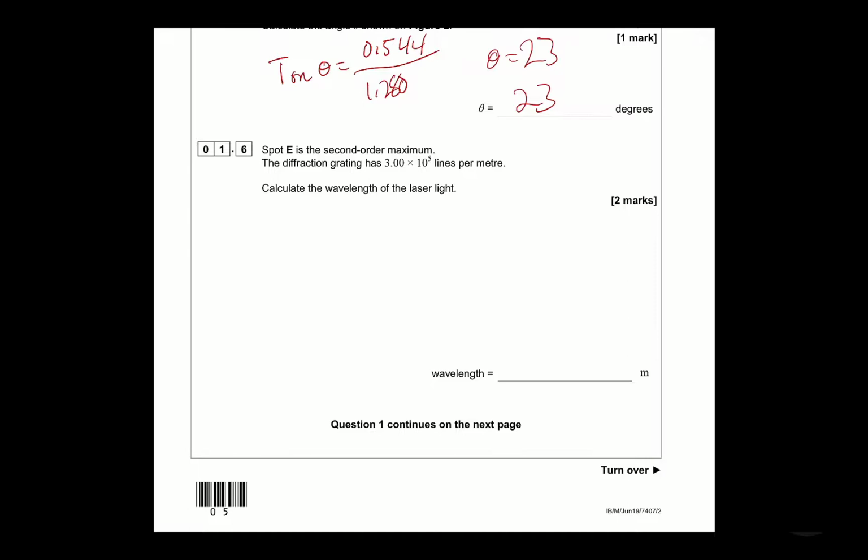Spot E is a second order maxima. Diffraction grating has 3 times 10 to the 5 lines per meter. Calculate the wavelength of the laser. So straight to our formula sheet: d sine theta is equal to n lambda. Now, we cannot make the assumption that tan theta and sine theta are the same here, because it is not an angle less than 10 degrees. So we actually have to work backwards, but it shouldn't be too difficult. The only thing is, remember, this is lines per meter, not meters per line, so you need the inverse of this for d.